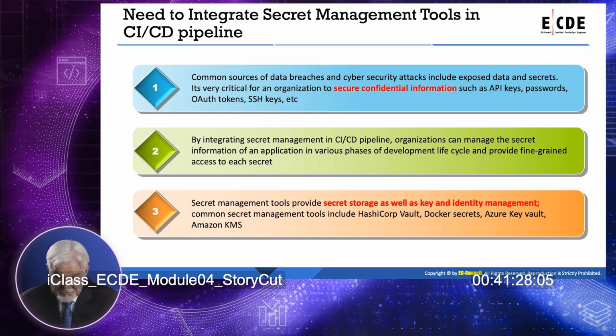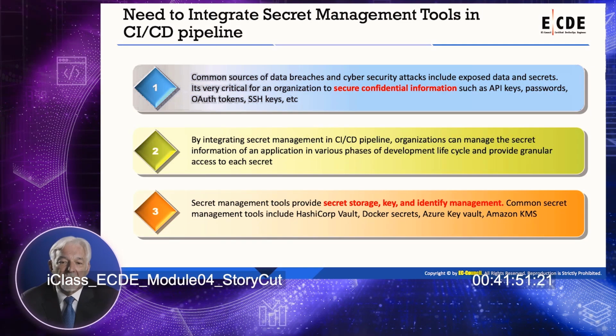All of these applications and connections have these keys or authentication mechanisms that are required for them to connect. By integrating secret management into the CI/CD pipeline, organizations can manage the secret information of an application in various phases of the development lifecycle and provide granular access to each secret. Secret management tools provide secret storage, key, and identity management. Common secret management tools include HashiCorp Vault, Docker Secrets, Azure Key Vault, and Amazon KMS.